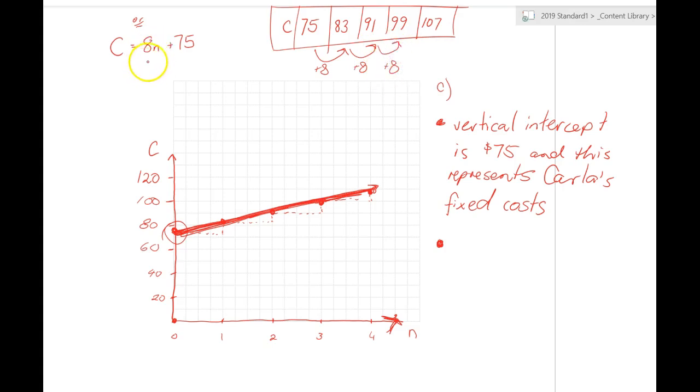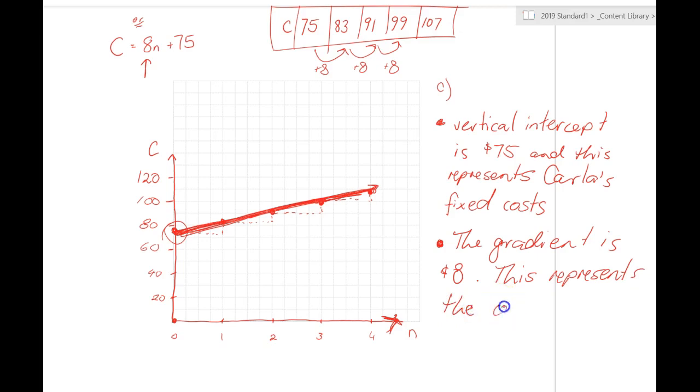And of course, I can also see that from that number there, the coefficient of what would normally be the x term, the coefficient of that variable there. That is my gradient. So the gradient is 8. We can in fact say it's $8. This represents the cost of one job. The cost per job.